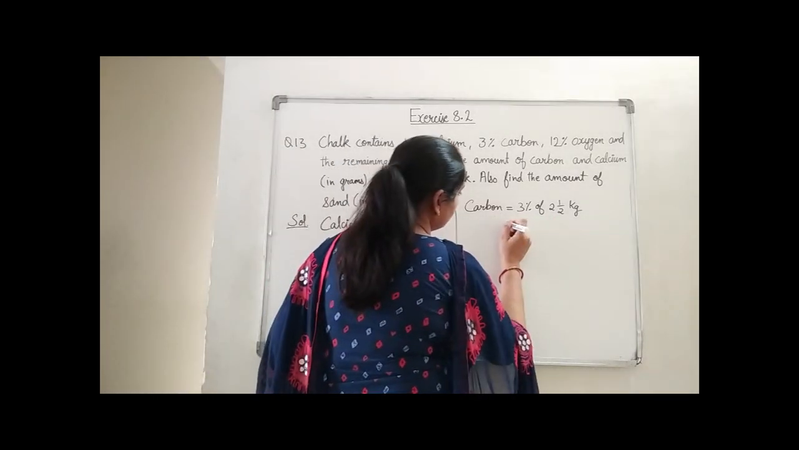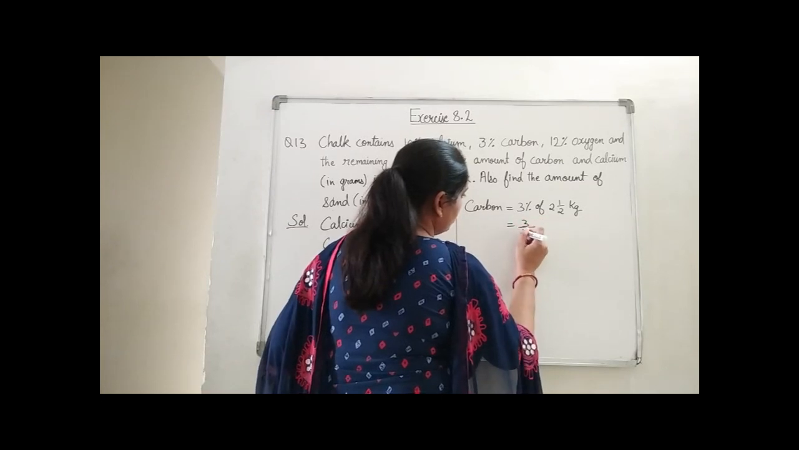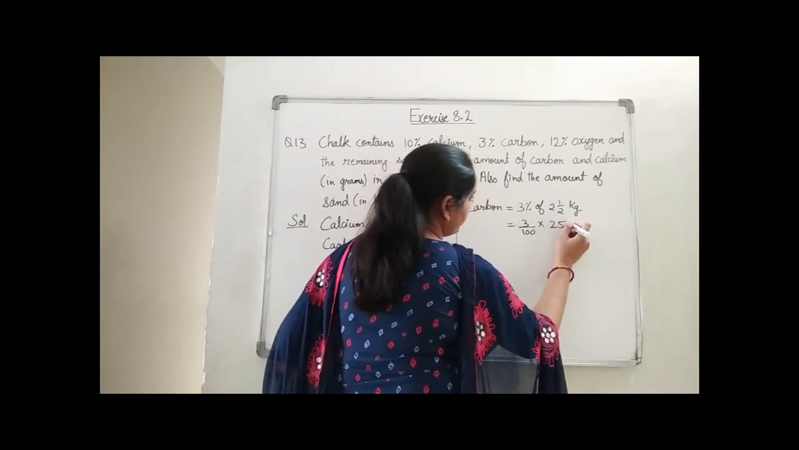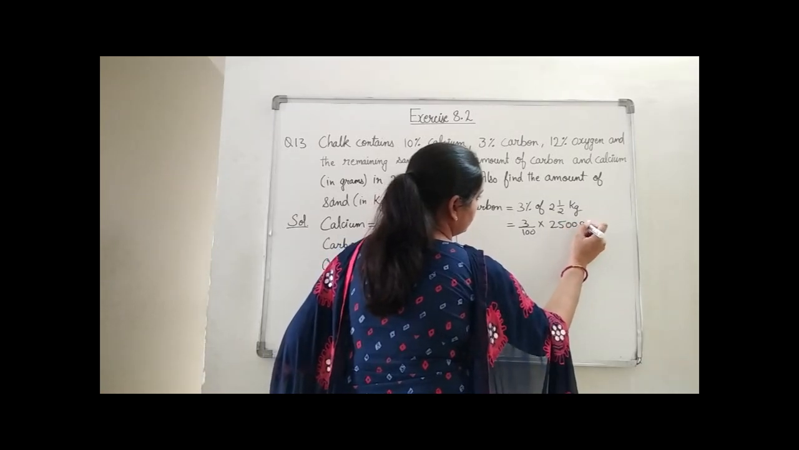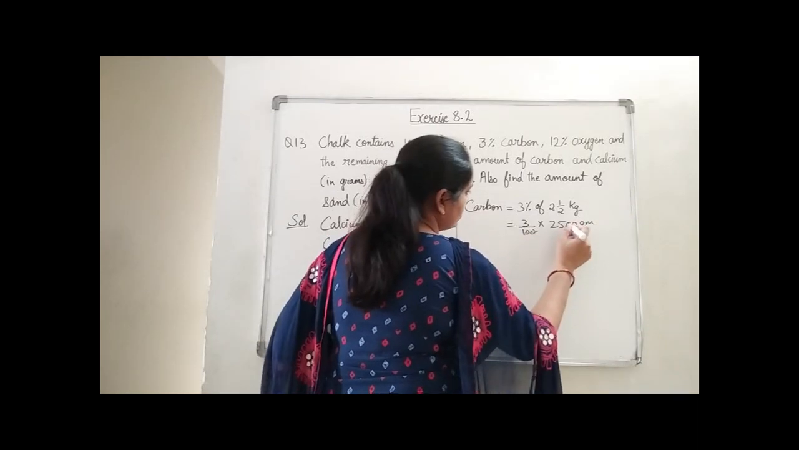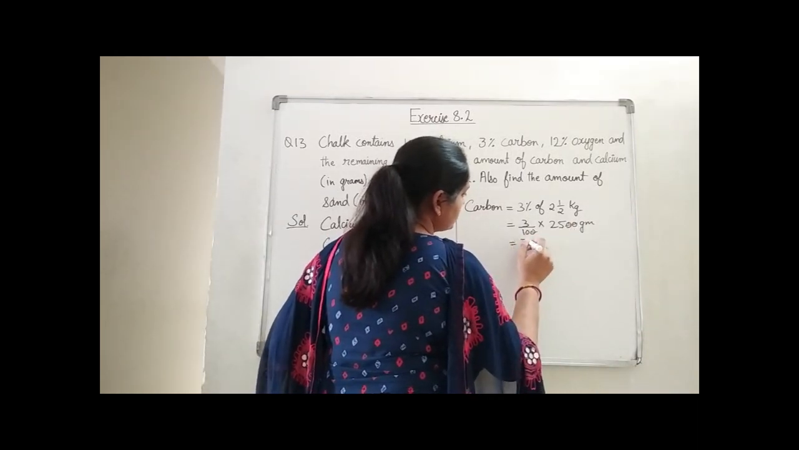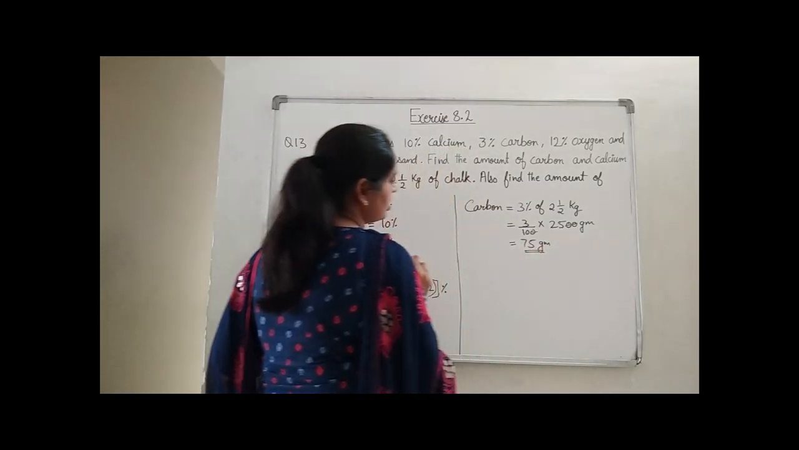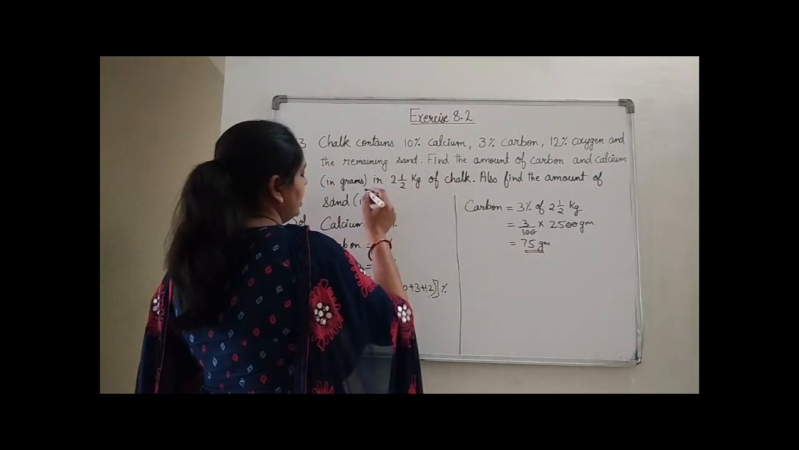So we can turn it up. 3% means 3 upon 100 of 2.5 kg, which is 2500 grams. Now the 0 and 0 will get cancelled. 25 into 3 is 75. So 75 gram is carbon.